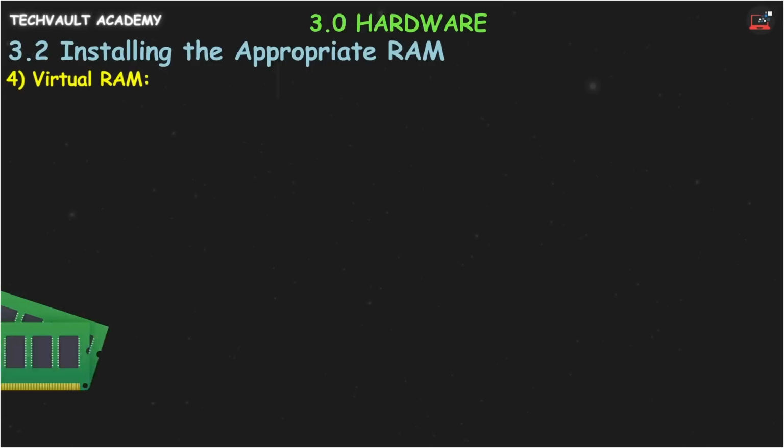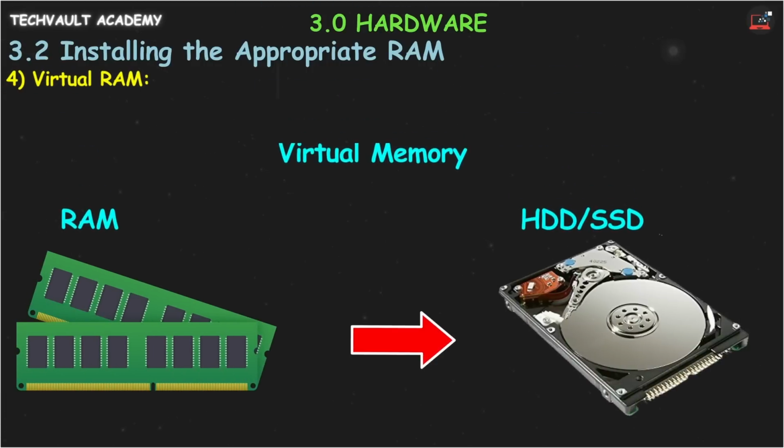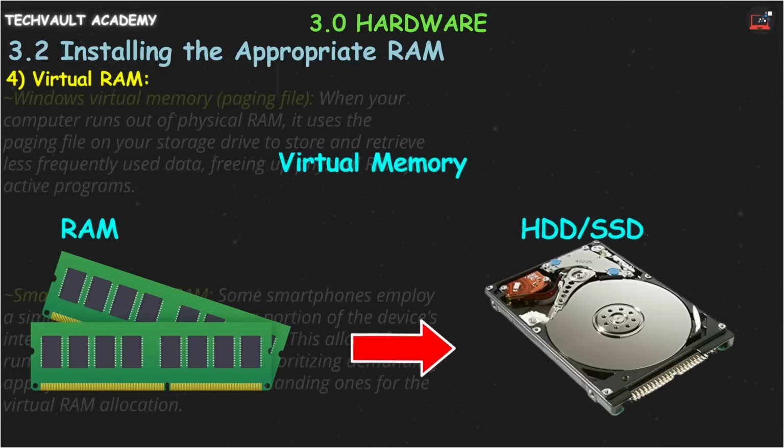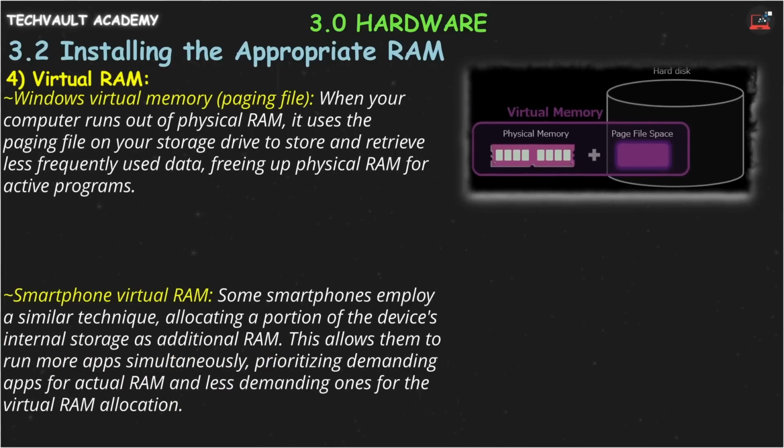4. Virtual RAM. Virtual RAM is not actual RAM but a technique that utilizes a portion of your storage drive to emulate RAM functionality when physical RAM is running low. Here's a breakdown of its use in different systems. Windows virtual memory, paging file.